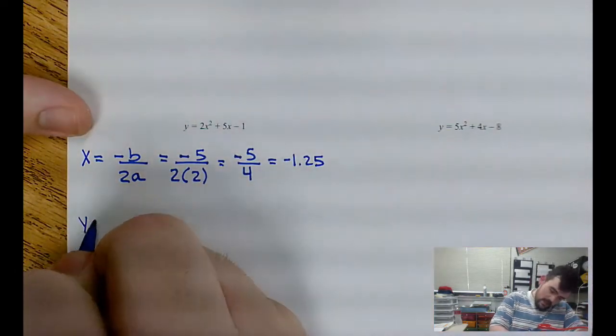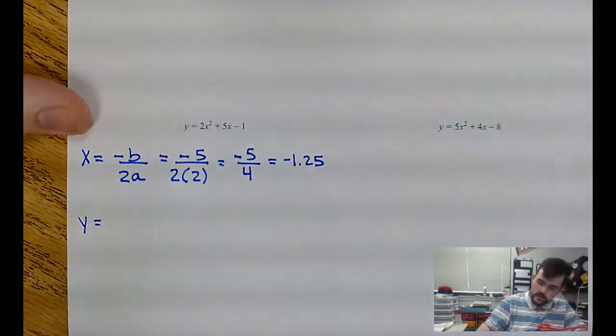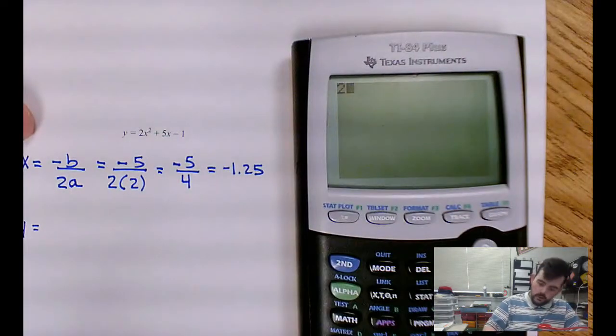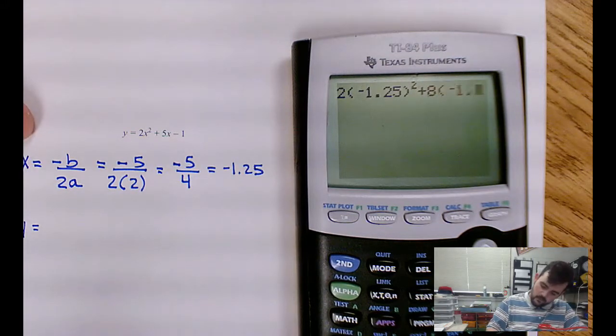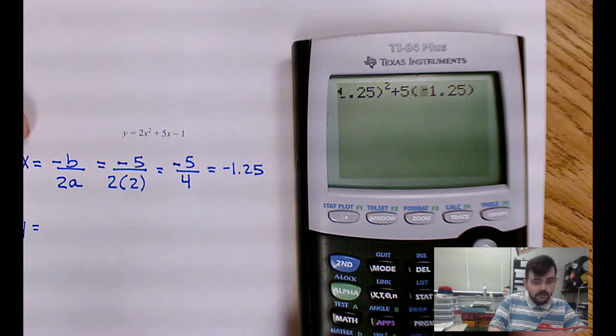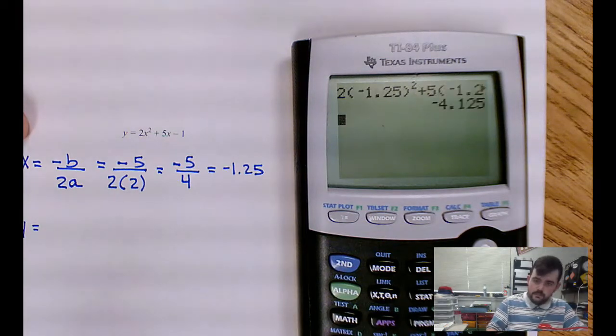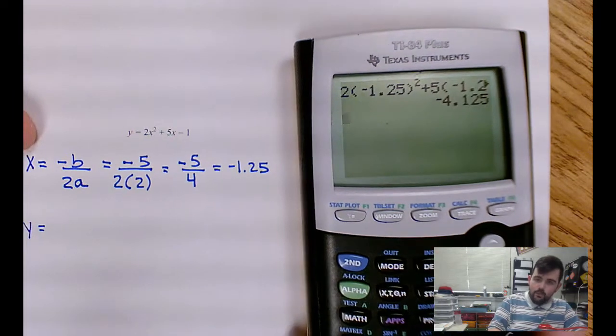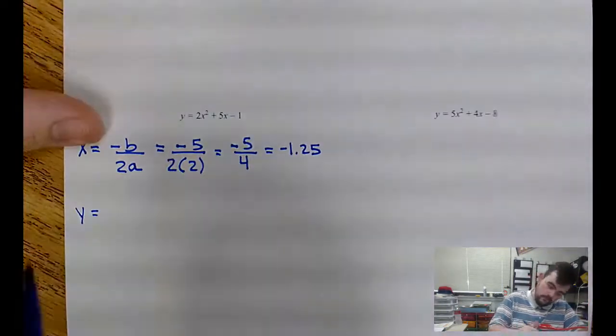Plug that back in, definitely by using your calculator. 2 times negative 1.25 squared plus 5 times negative 1.25. Oops, I made a typo there. That's plus 5 times negative 1.25. So type that in carefully. Minus 1. And you get negative 4.125.